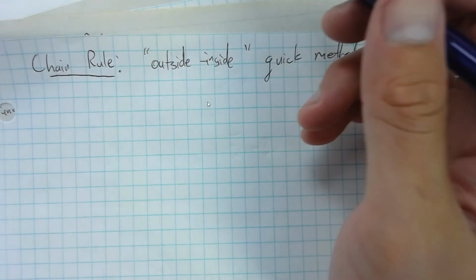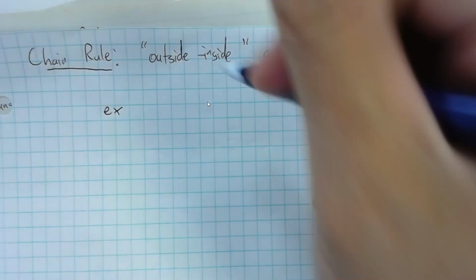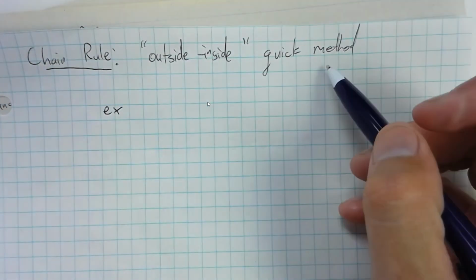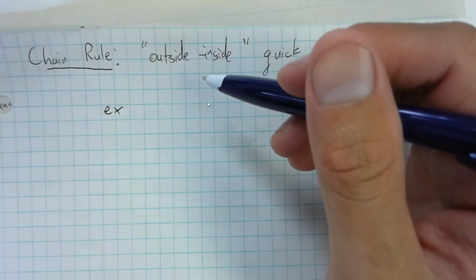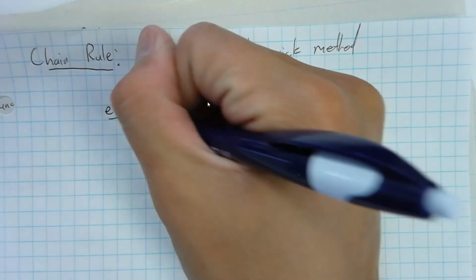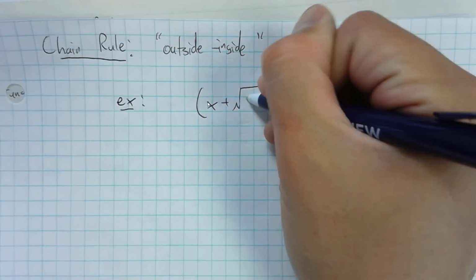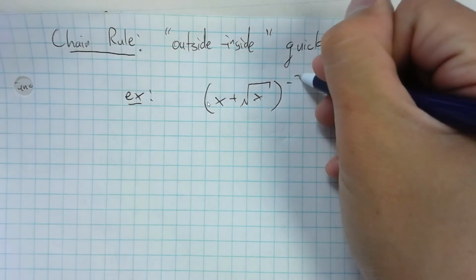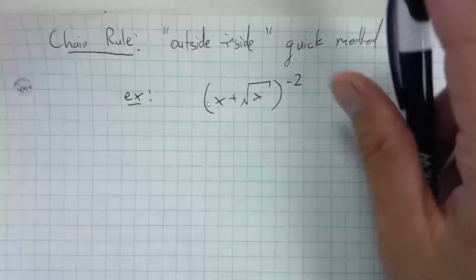So we're finally at the last slide. Let's take a look at an example here. This is called the outside-inside quick method. This is when you can really identify two things that you're taking the derivative of. Okay, so let's take a look at an example. So I noticed two things.